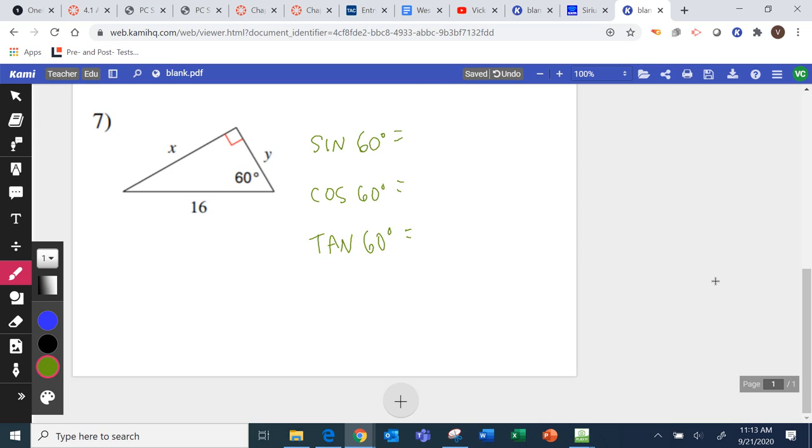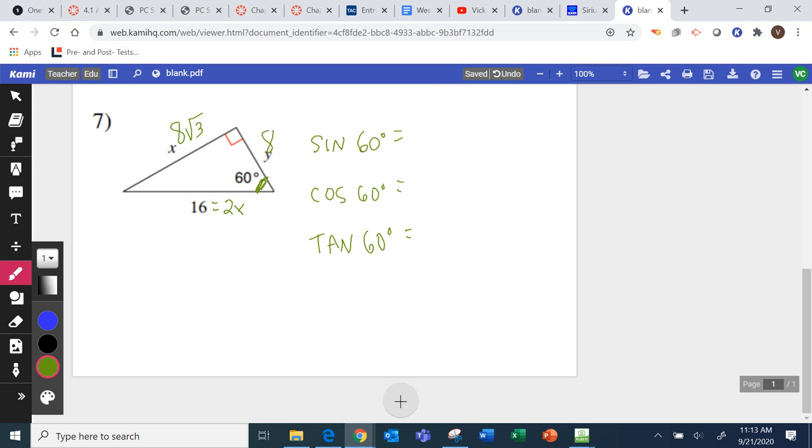I didn't fill this one out yet. The shortest side out of the 3 is the y side. That has to be half of the hypotenuse. So 8, and then that means my middle side is going to be 8 square root 3.